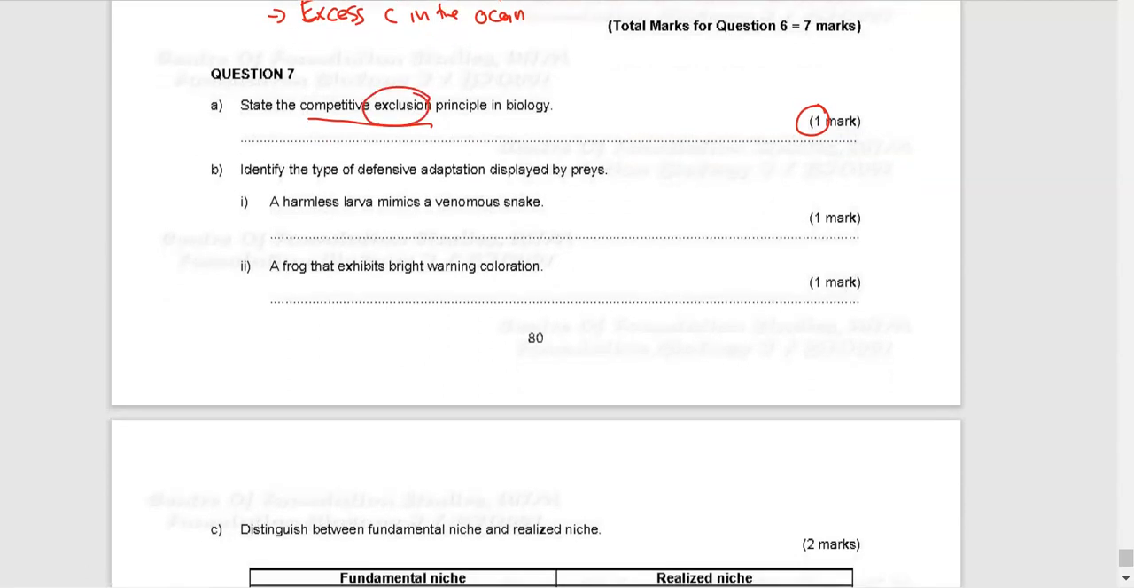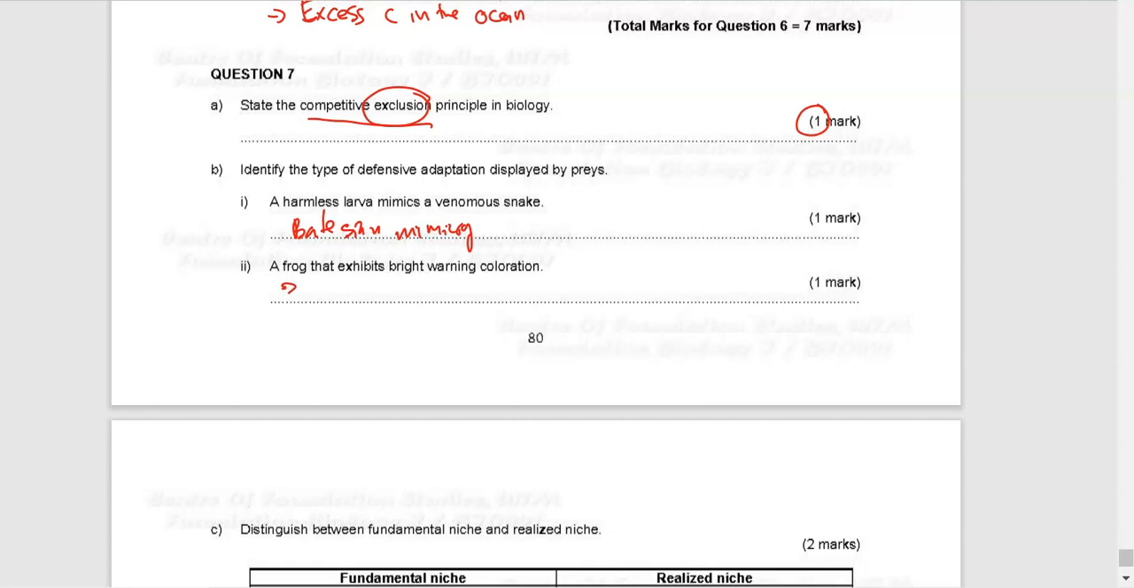So B, identify the type of defensive adaptation displayed by prey. For question 1, a harmless larva mimics a venomous snake. So this is Batesian mimicry. Batesian mimicry is when a harmless species mimics a harmful one in order to protect itself from being eaten by predators.